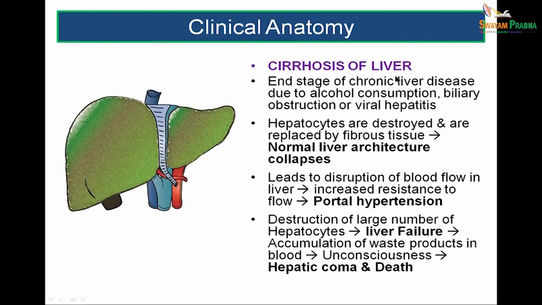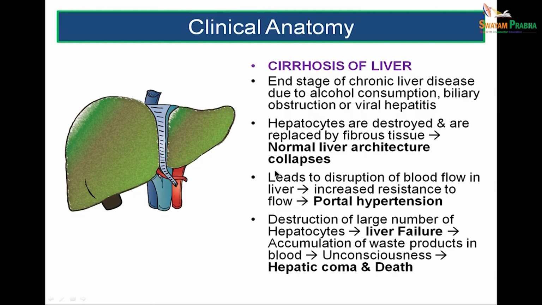Cirrhosis of the liver. Some of you must have heard of this. This is the end stage of chronic liver disease, usually due to alcohol consumption, biliary obstruction or even viral hepatitis. Hepatocytes are destroyed, and they are replaced by scar tissue or fibrous tissue. The normal architecture of the liver is collapsed. It is totally destroyed, and it cannot regenerate from this.